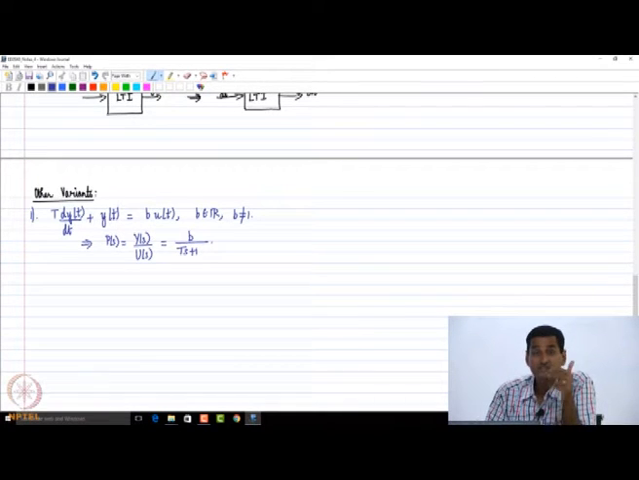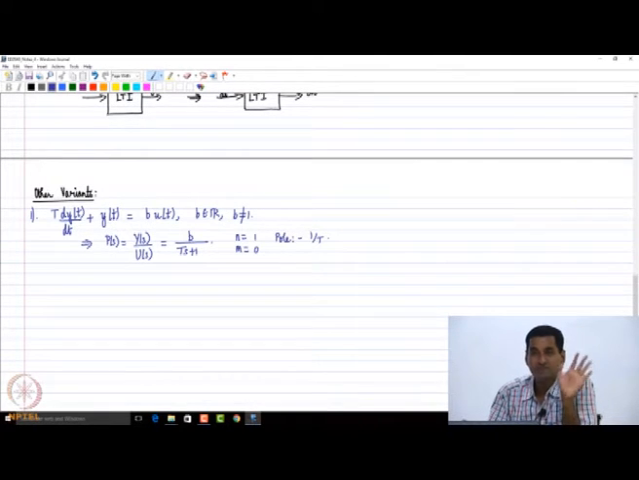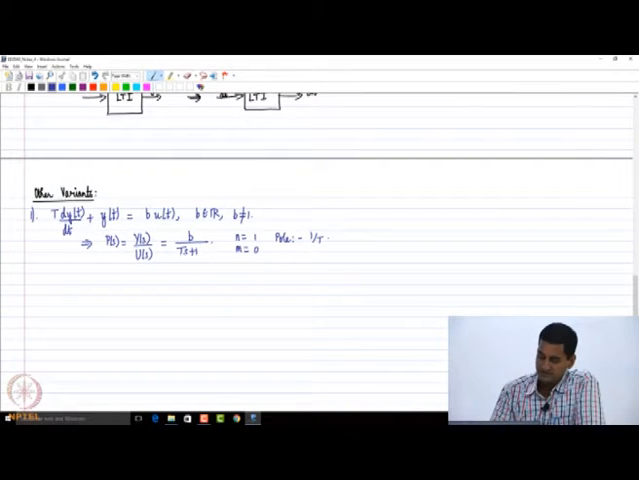Please repeat the same exercise. Apply Laplace transform on both sides, take initial conditions to be 0, and you will see that the plant transfer function is b divided by capital Ts plus 1. The values of n and m remain the same: n is 1, m is 0. The pole is still at minus 1 over capital T. There is no change in those aspects. But what changes now?